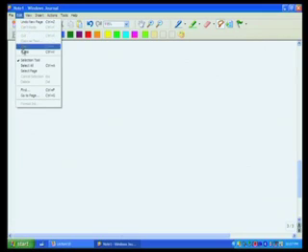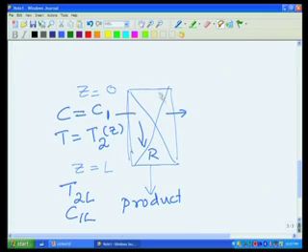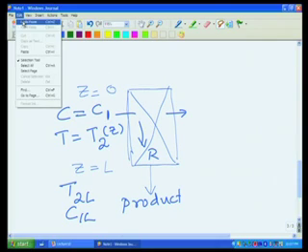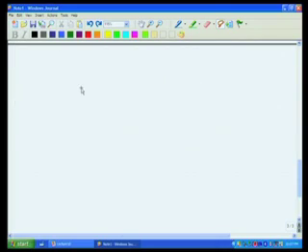and let us see whether this works. Okay. No, it did not work. Okay. So, let me redraw all over again.